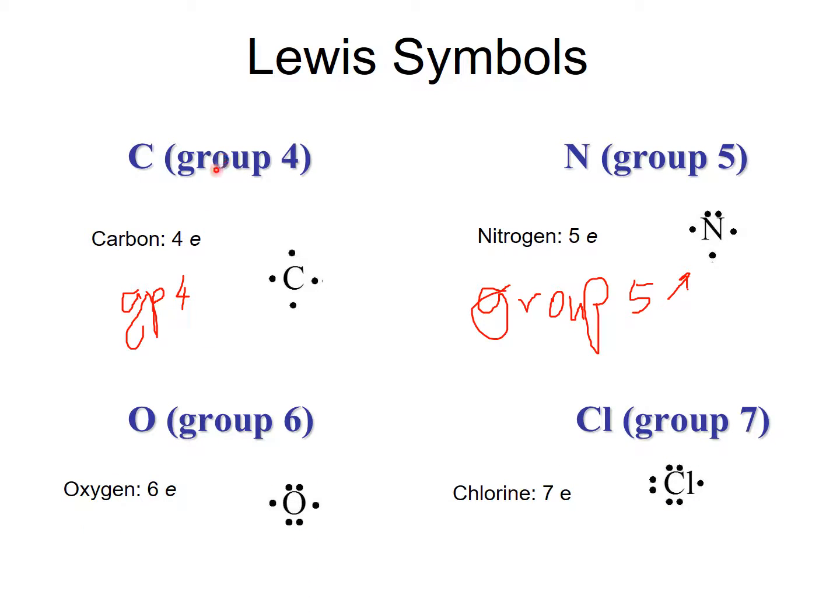Oh, I forgot that I actually wrote down the group number. So carbon, group 4, nitrogen, group 5, oxygen, group 6, chlorine, group 7.